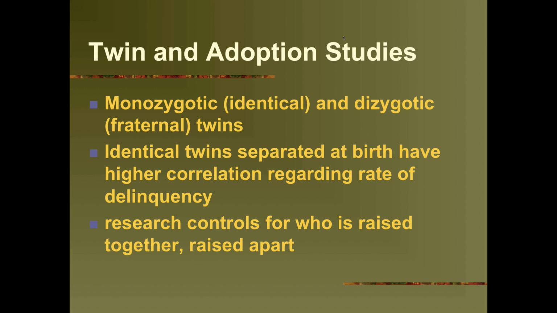Twin and adoption studies have also considered whether identical twins that are separated at birth and raised in different environments have similar rates of delinquency. These studies have shown that there is a similarity in the frequency of delinquency when children have identical genetic makeup.